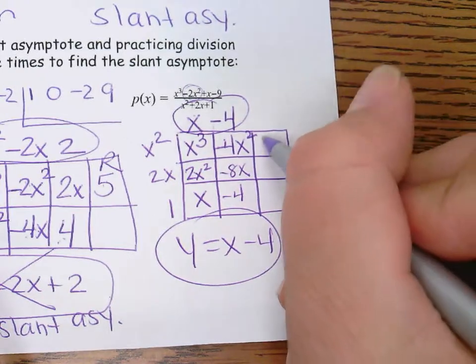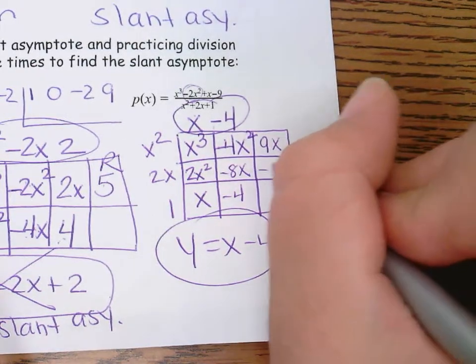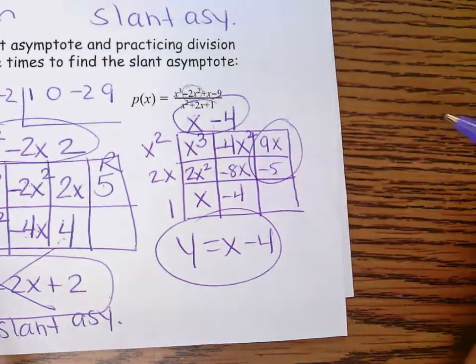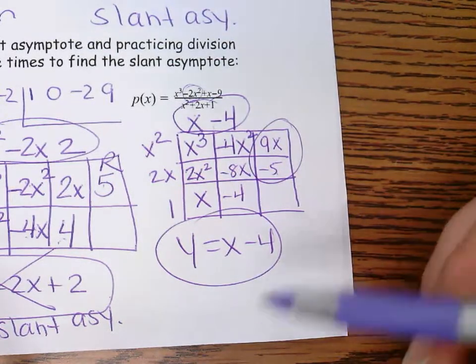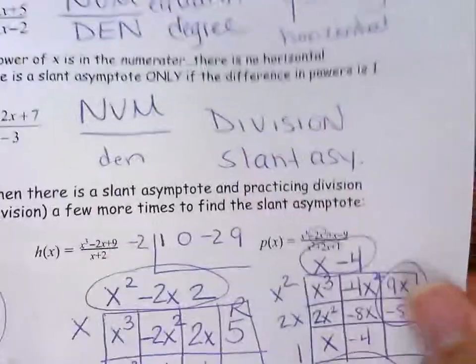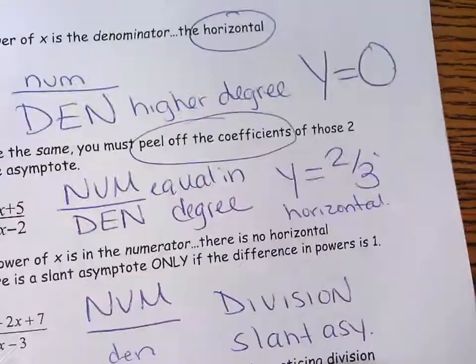So this would be what? 9x minus 5. So my remainder is 9x minus 5. I don't really care about the remainder. All right, so you've got your 3 different methods for your horizontal asymptotes.